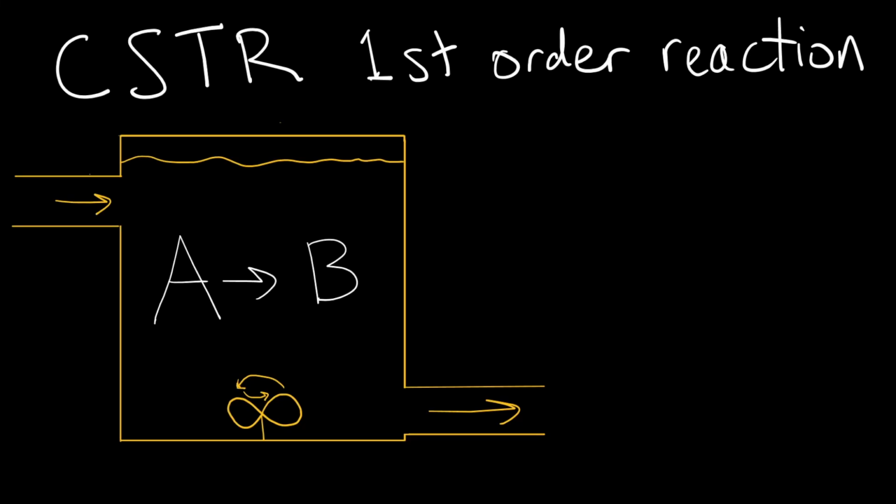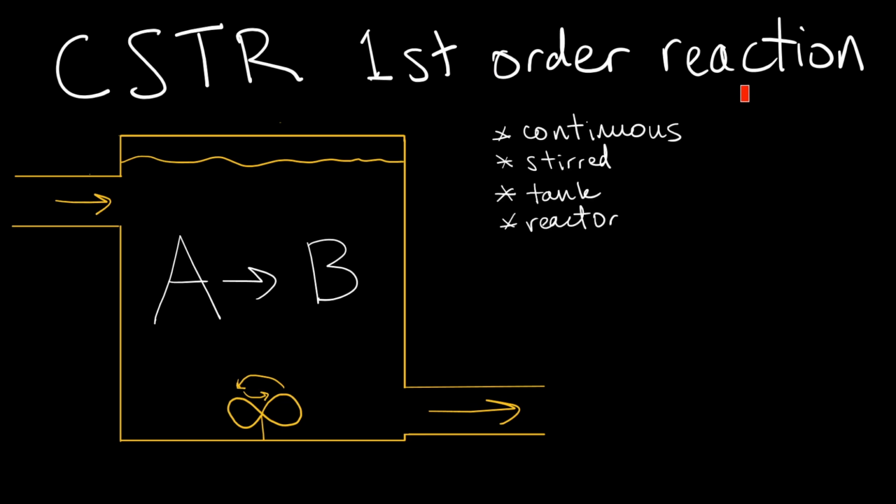Hello everyone, in this video we are going to look at a CSTR and a first order reaction, and try to solve the kinetics for that. So a CSTR is a continuous stirred tank reactor.